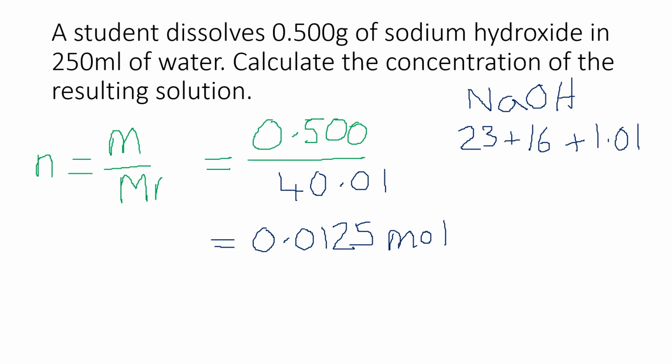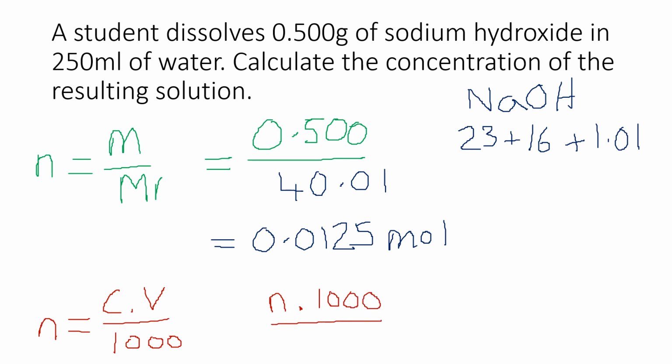And then we saw on the previous problem that number of moles is equal to concentration times volume divided by 1,000 when the volume is in millilitres. So we're going to rearrange this to make C the subject. So you times both sides by 1,000 to start off with. So you could say N times 1,000 equals CV, and then just divide by V equals C. And now we're in a position where we can plug the numbers in to get our final answer.